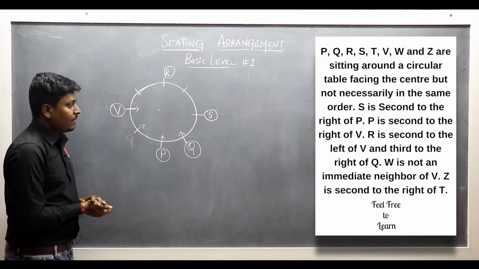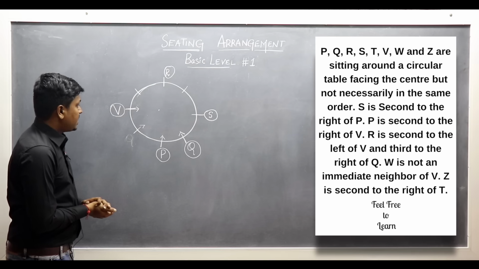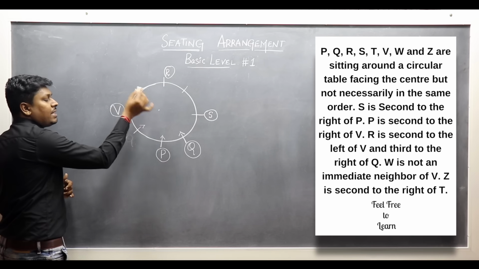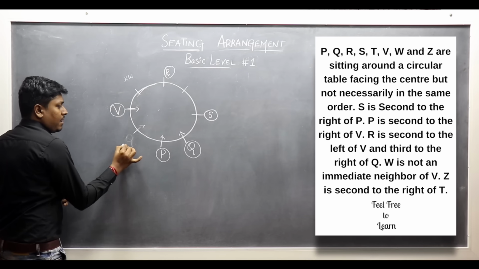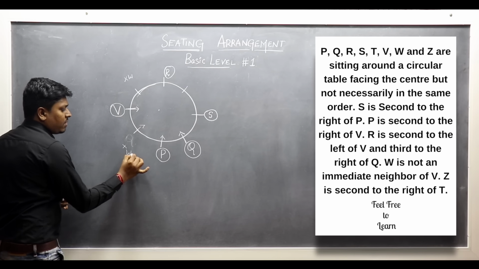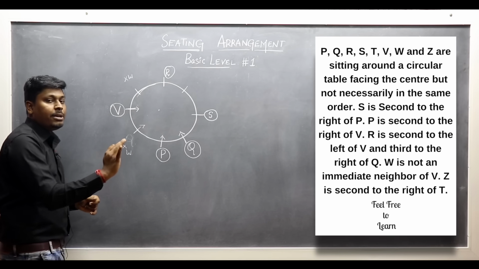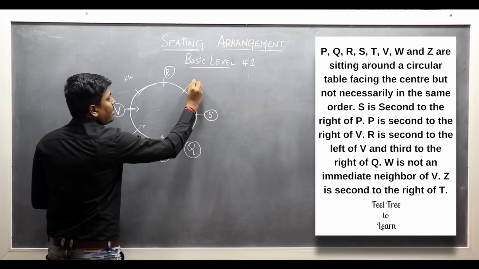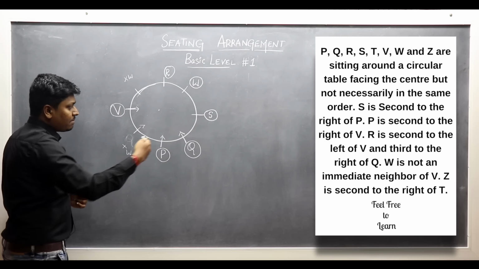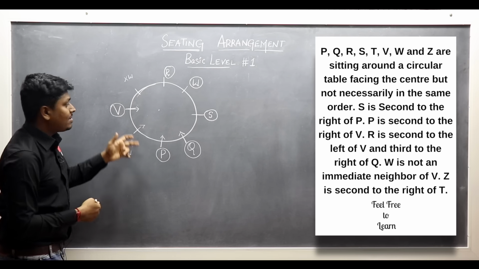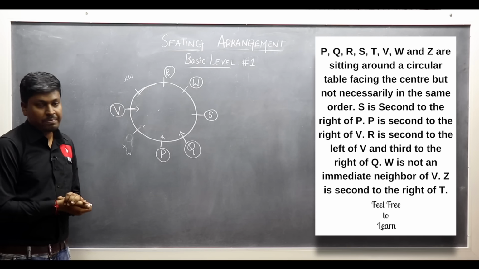Got it? Next point. W is not an immediate neighbor of V. So V's immediate neighbor is not W. So we should not fix W here. It is not the place. Similarly, I should not fix W here, because both of V's immediate neighbor places should not be W. Then only one place is remaining, so definitely this should be W. No other way, because we fixed all the remaining letters and these two places are not for W. Then only one place is left, so this should be W.